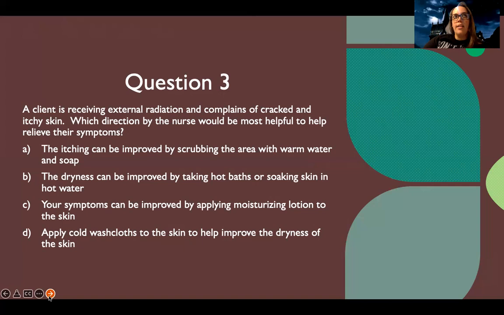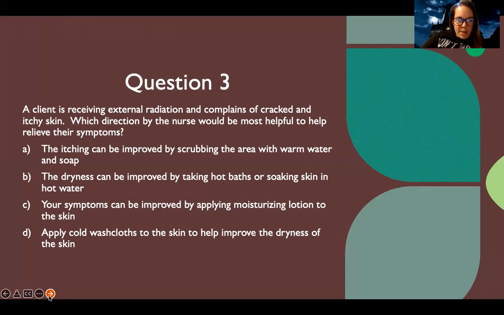If I had any knowledge about complications of external radiation and dry skin in general, I would say that we want to stay away from stuff that's going to break down the skin or make that itching worse. So A says the itching can be improved by scrubbing the area with warm water and soap. If I have cracked and dry skin, scrubbing it is probably not going to be helpful. That sounds like it's going to make it worse. They probably want to use more gentle stuff. And a lot of times with radiation, they want to make sure that we're not using too much soap, or that we use a very mild soap.